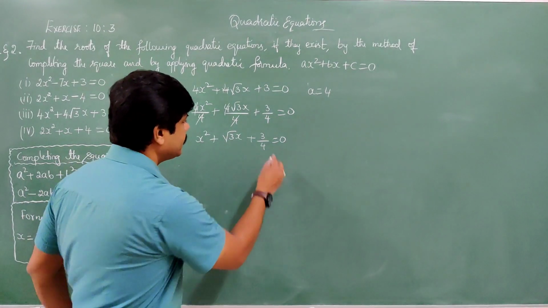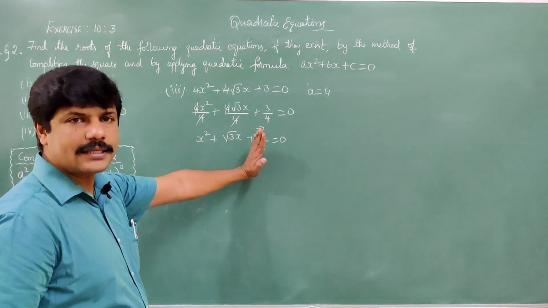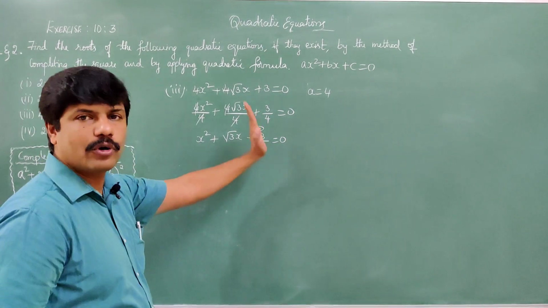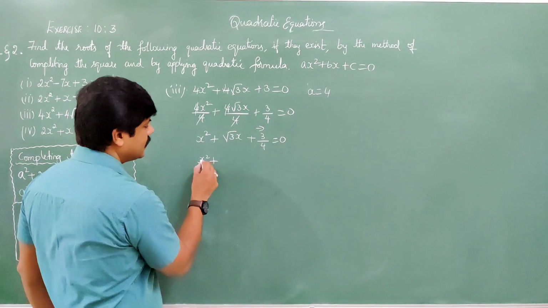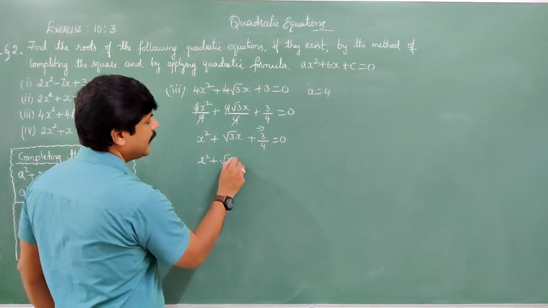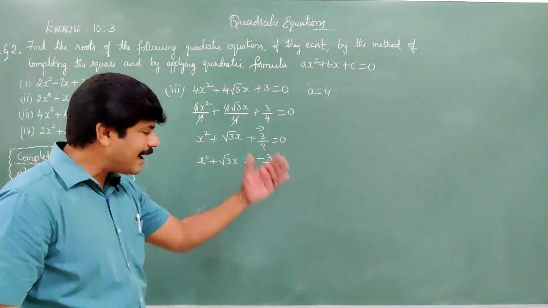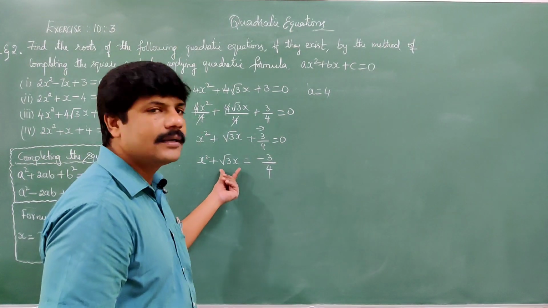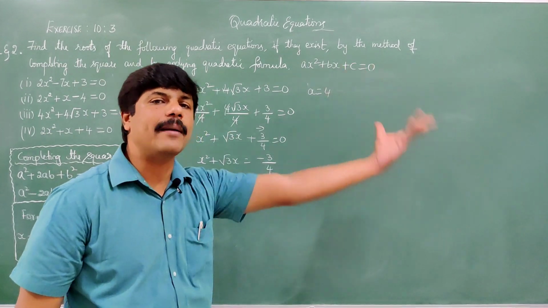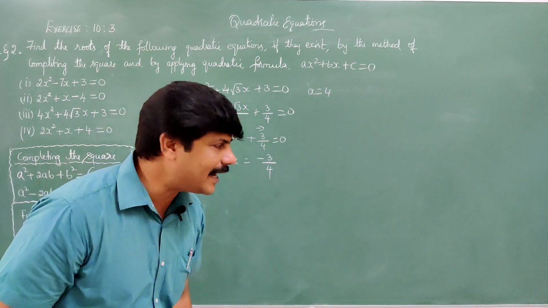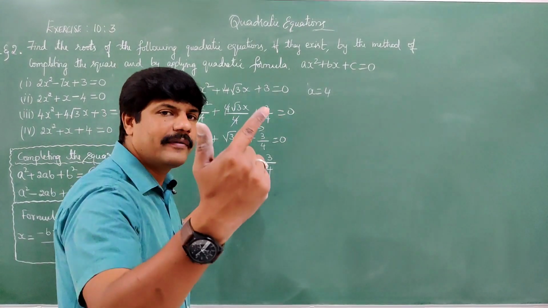Next step is just transfer this constant term plus 3 by 4 to the other side, it becomes minus 3 by 4, that is x square plus root 3x equals minus 3 by 4. Now we have retained only x square and root 3x, which is nothing but a square plus 2ab. So what we need to find? We have got a square plus 2ab, so we have to find b square.